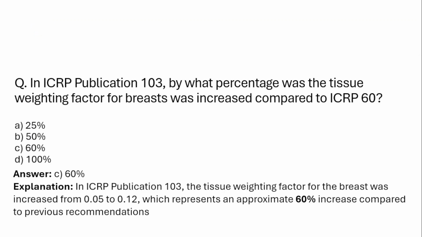For breast, the tissue weighting factor is increased from 0.05 to 0.12, which is roughly a 60% increase.